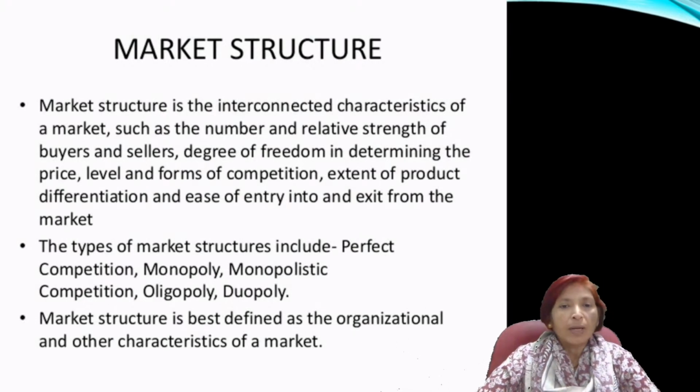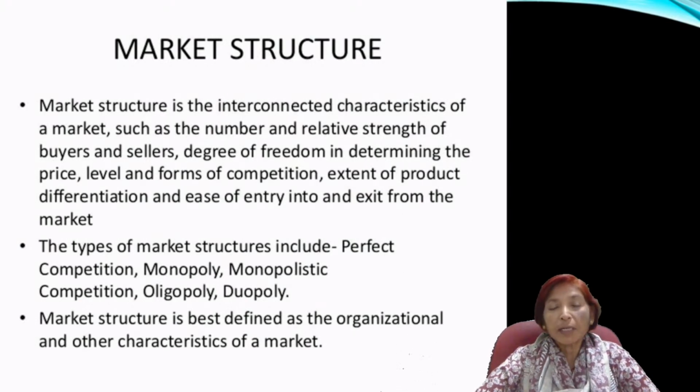Now next are the levels and forms of competition. In a perfect competition market, competition obviously exists because there are a very large number of buyers and sellers, and they all sell a homogeneous product. So in this market, price always remains the same and is uniform, because firms are price takers, not makers.